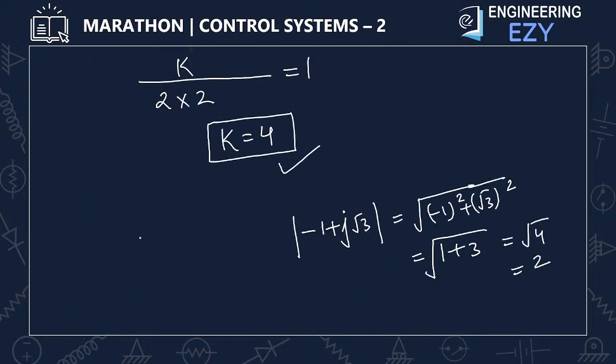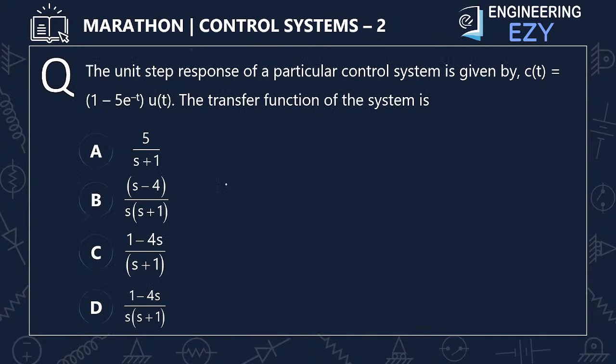Okay. Now moving to the next question. Try to give the answer to this question. The unit step response of a particular control system is given as c(t) = 1 minus e to the power minus 5t, u(t). The transfer function of the system is? So the unit step response of a control system is given as 1 minus 5e to the power minus t, u(t). What is the transfer function of the system?